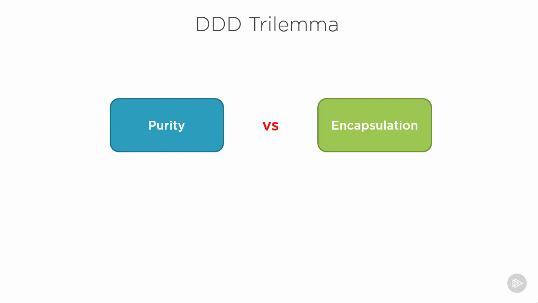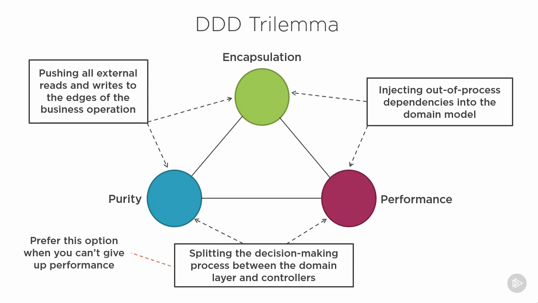Which one is better? I strongly recommend that you choose domain model purity over domain model encapsulation and go with the third approach, splitting the decision-making process between the domain layer and controllers. I know that contradicts the first and the second guidelines of validation, which are always valid domain model and keeping all validation rules in the domain layer.